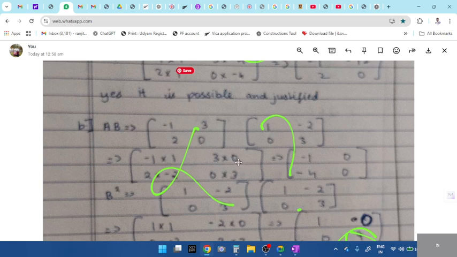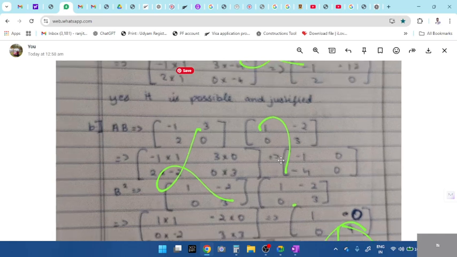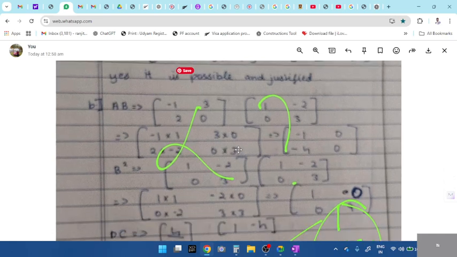Why have we written here 3 into 0? 3 into 0 should be in the next one. Then where is this part's calculation? Respond, Naomi. Is it correct? This is the way you have to do. Then why? What is wrong with you?